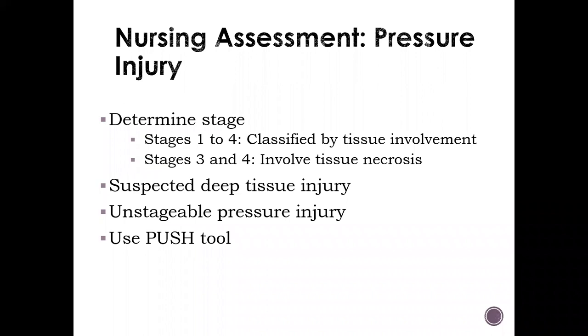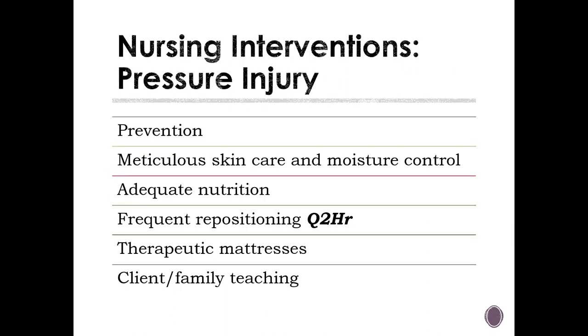Then our suspected deep tissue injury would be those things that are those dark maroons, and that can be confused in patients with darker skin complexion. Is it a 1 or is it a deep tissue, right? So we can use that PUSH tool, which your book goes over. And then we have our interventions. So what are we going to do?